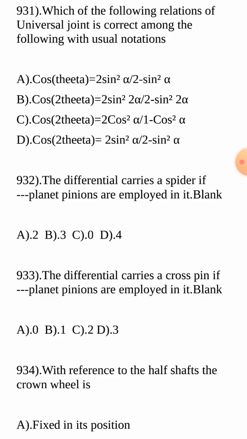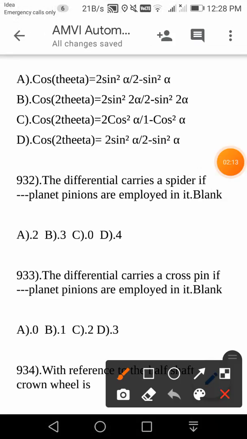Which of the following relations of the universal joint is correct, with usual notations? Is it cos theta is equal to 2 sin square alpha by 2 minus sin square alpha, or cos 2 theta is equal to 2 sin square 2 alpha by 2 minus sin square 2 alpha, or cos 2 theta is equal to 2 cos square alpha by 1 minus cos square alpha, or cos 2 theta is equal to 2 sin square alpha by 2 minus sin square alpha? Here the answer is cos 2 theta is equal to 2 sin square alpha by 2 minus sin square alpha. Your answer is D. Okay boys, let us mark the answer, right?